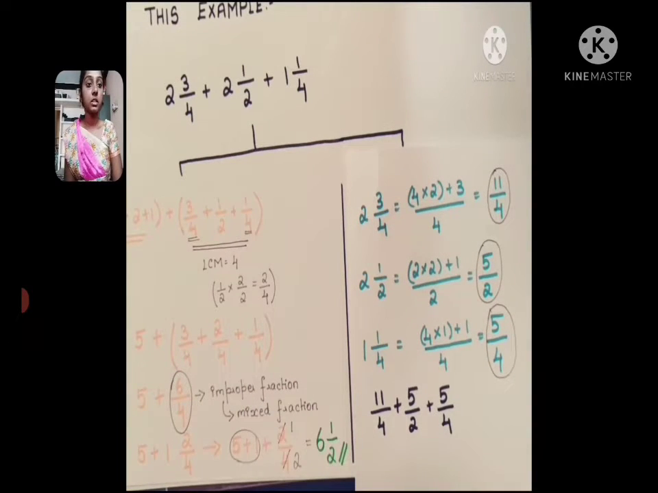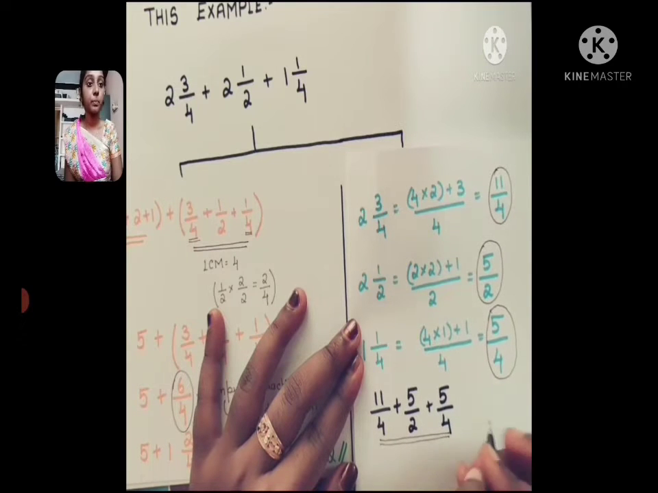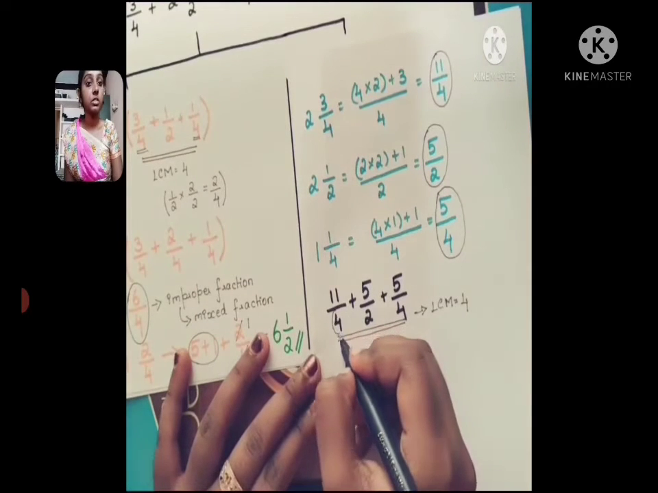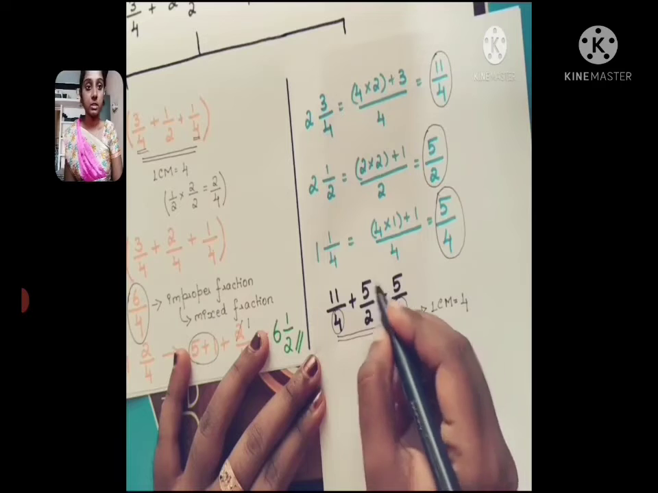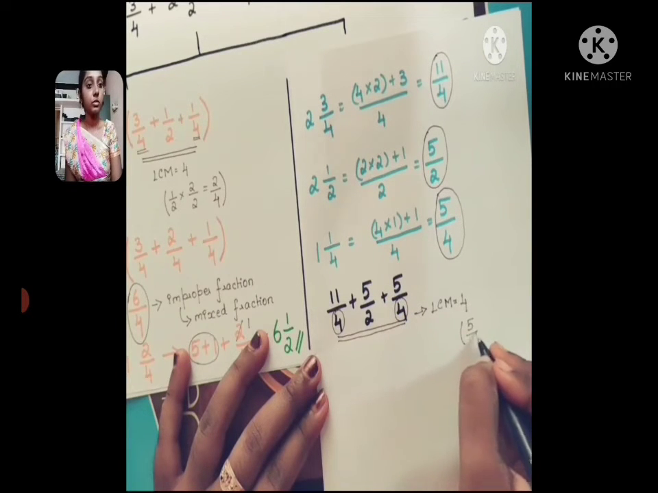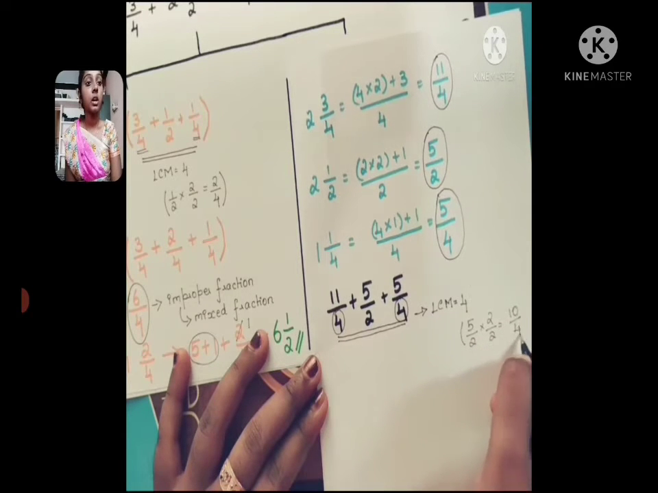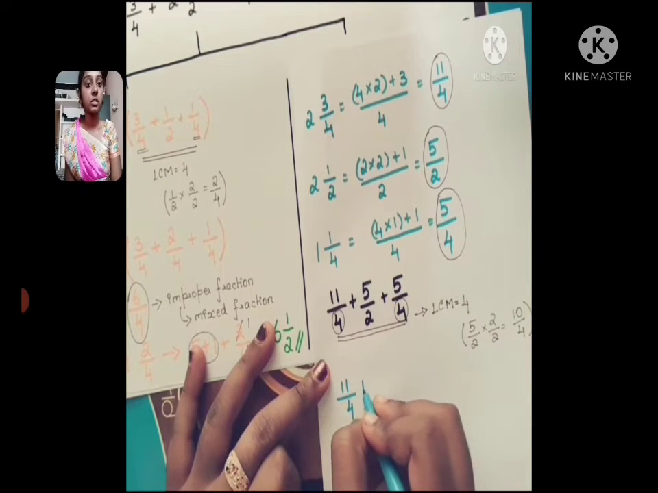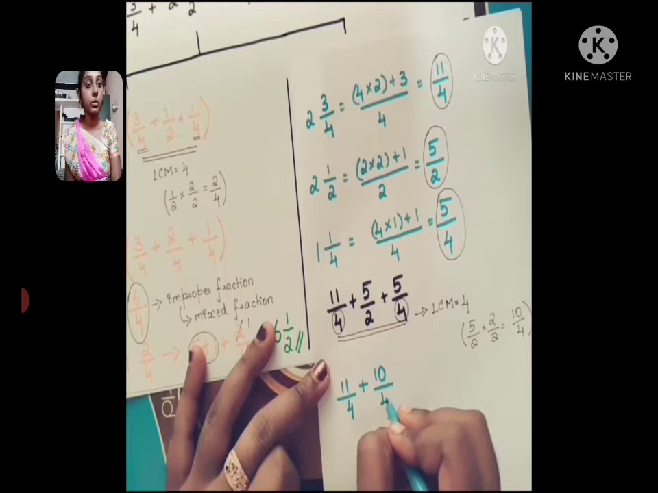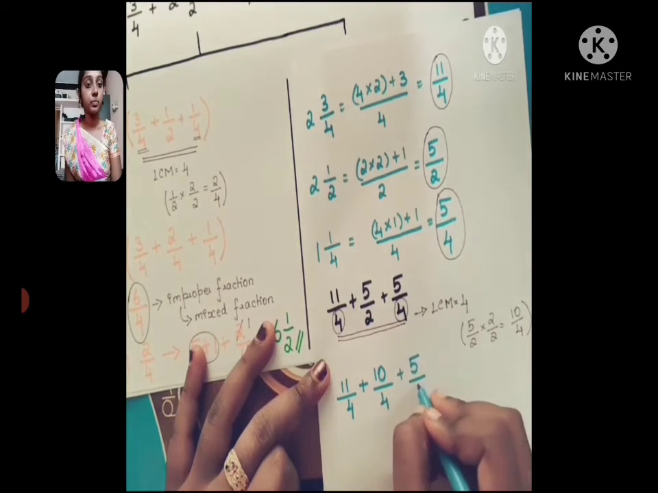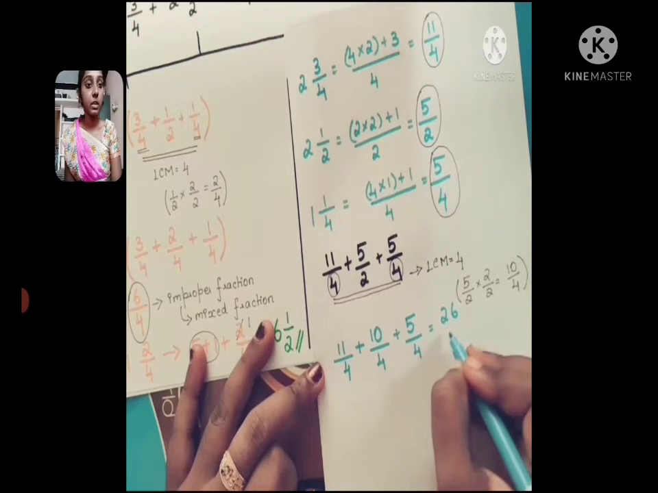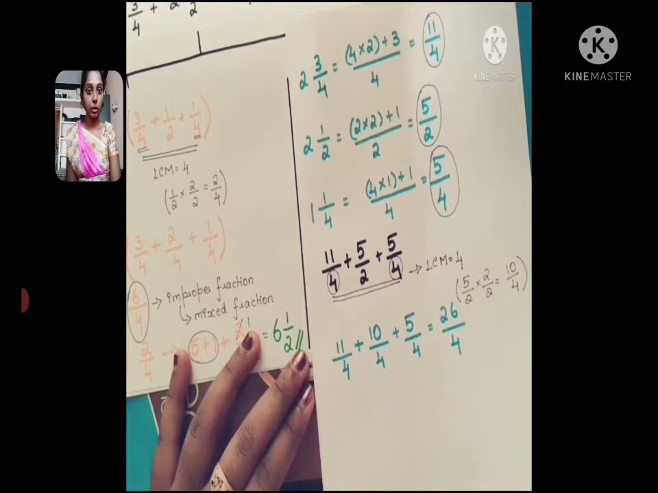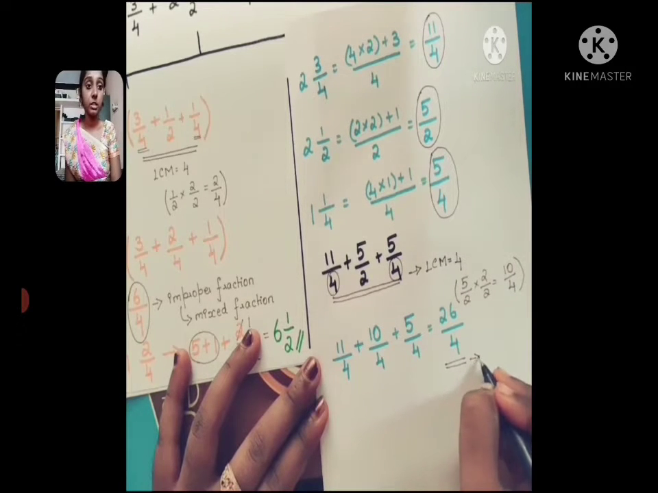These three fractions have different denominators. Their LCM is 4. Now let us find an equivalent fraction for 5 by 2. The equivalent fraction for 5 by 2 which we have got is 10 by 4. The other two fractions already have a denominator 4, so they can be taken as such. So we get 11 by 4, replacing the equivalent fraction of 5 by 2 as 10 by 4 plus 5 by 4, which we get as 11 plus 10 plus 5 by 4, which is equal to 26 by 4. This is an improper fraction.